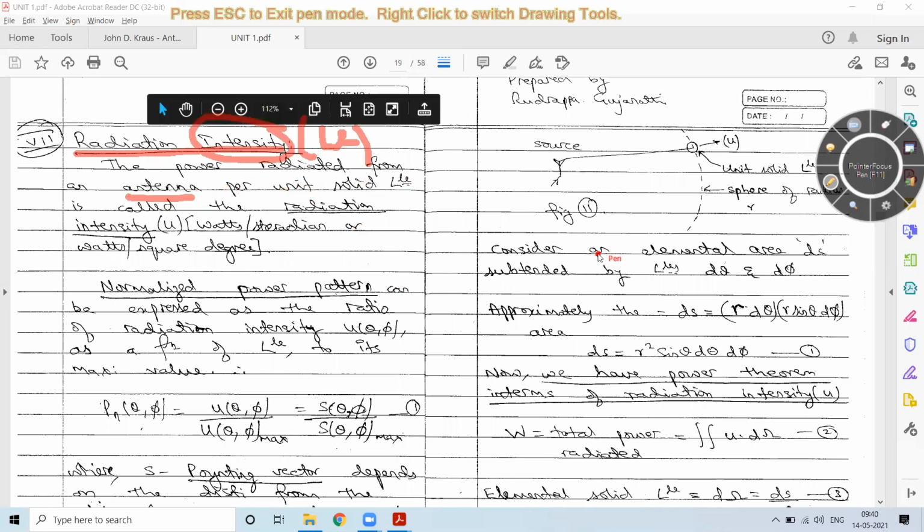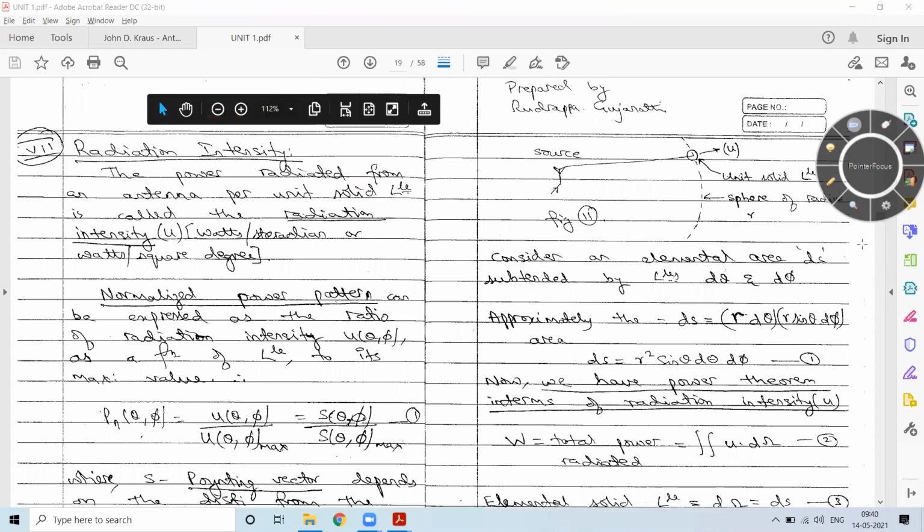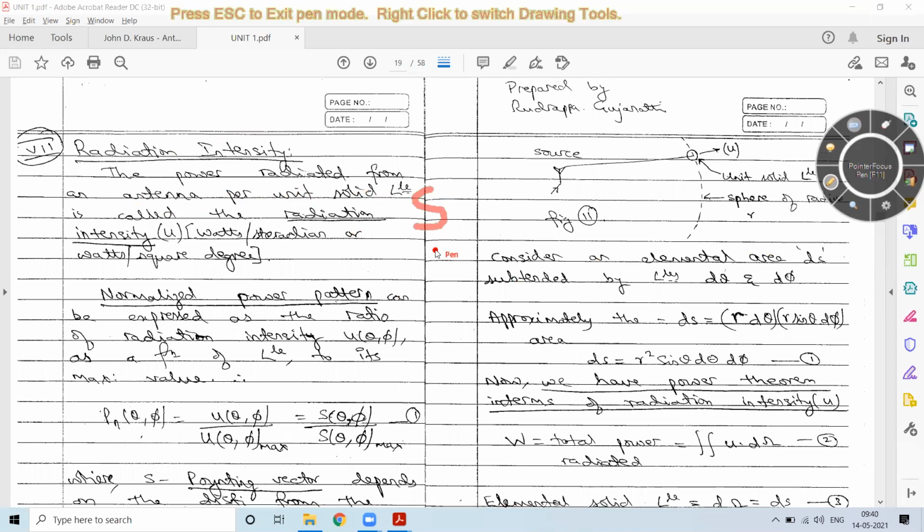In the previous case, we had discussed the power density, which is the power flow through unit area. Now in this case, that is the radiation intensity, we are considering the power flow through unit solid angle. So the unit of this one will be watt per steradian.